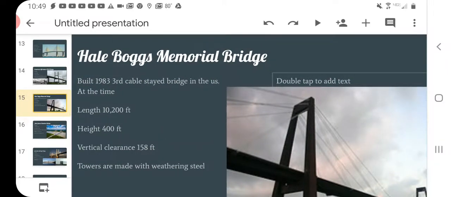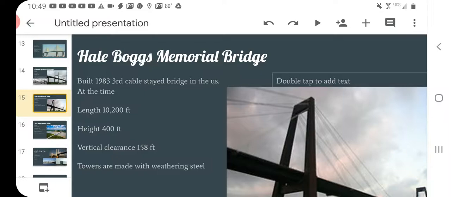Now we go to right next door to the Hellbox Memorial Bridge, built in 1993. The third cable stay bridge in the U.S. at the time. 10,200 feet long. Height is 400 feet. The vertical clearance is 158 feet. Which is weird. That's a weird number.